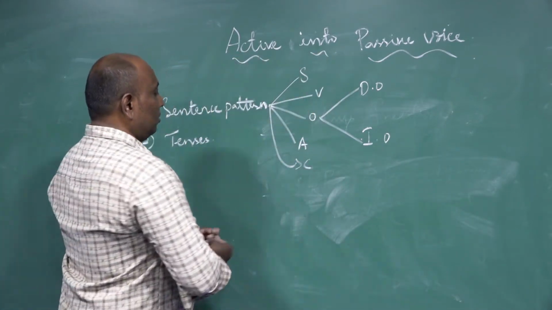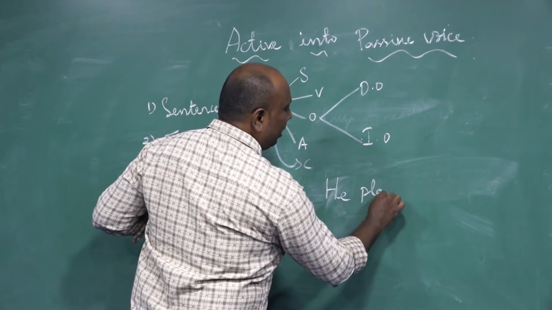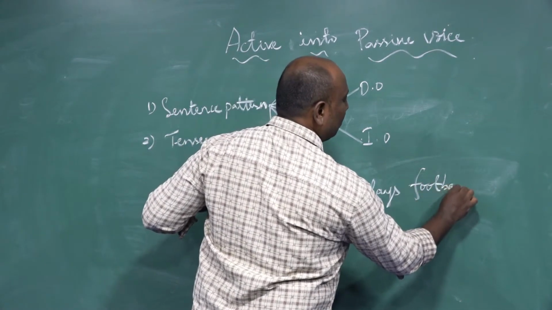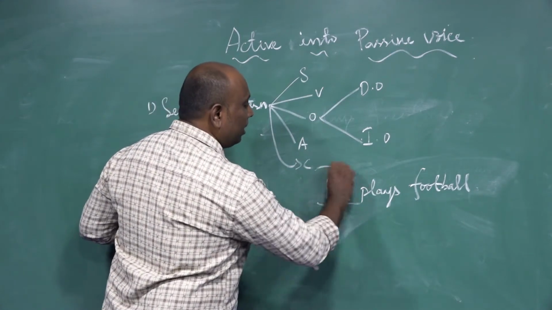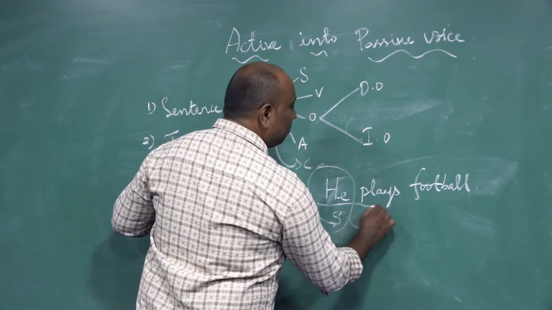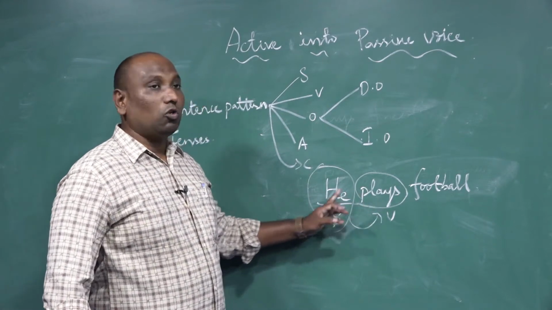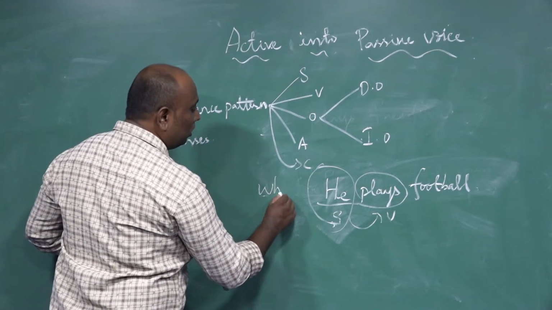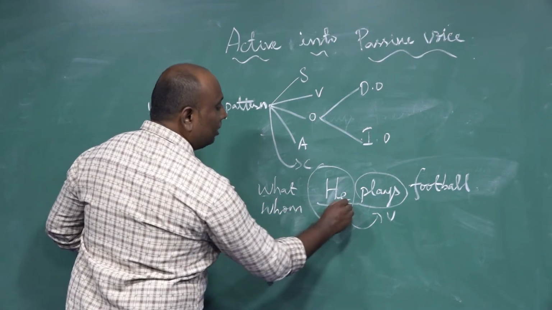So look at this. He plays football. The total sentence talks about he. So this is the subject. What is the action done by the subject? This is called verb. How to find out the object? We have to use the question words what and whom with the subject and verb.